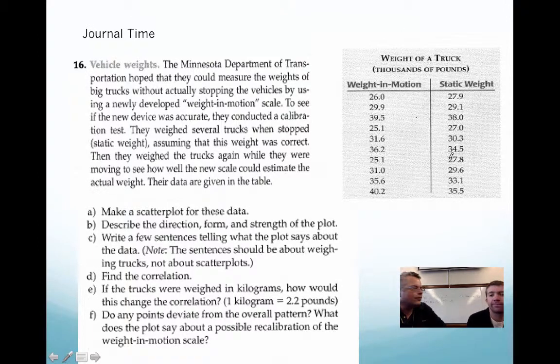Static means it's not moving: the truck parks, they weigh it, and then it goes on. I would hope there's a relationship. If it weighs a lot in motion, it should weigh a lot when it's not moving.